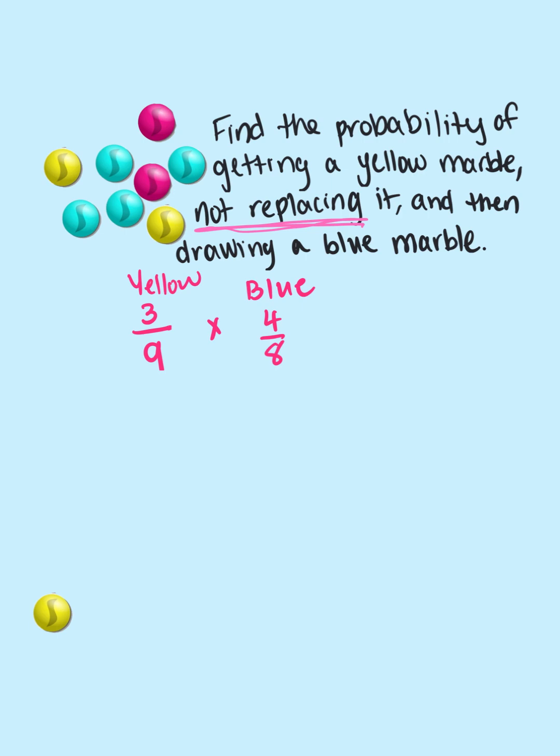So I'm just going to multiply these. I am going to go ahead and simplify these probabilities to make it easier. 3/9 will become 1/3, and 4/8 would become 1/2. So top times top, bottom times bottom, I would get 1/6.